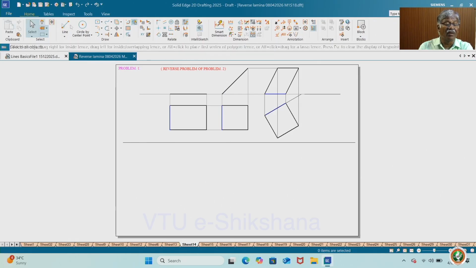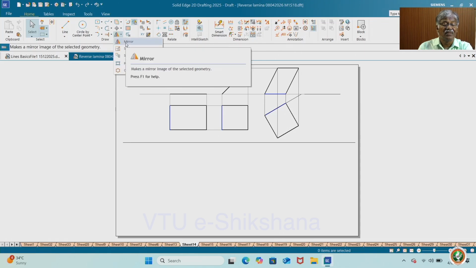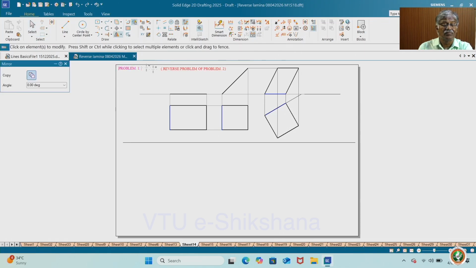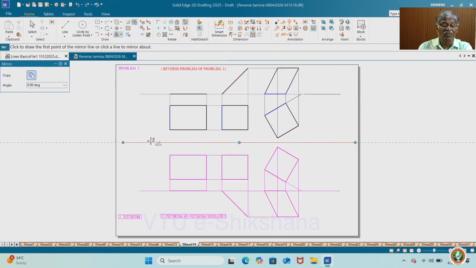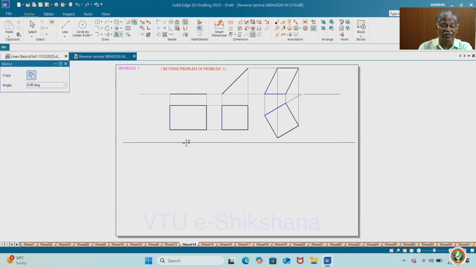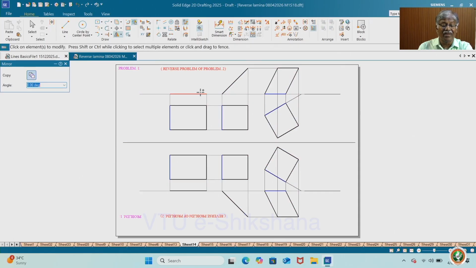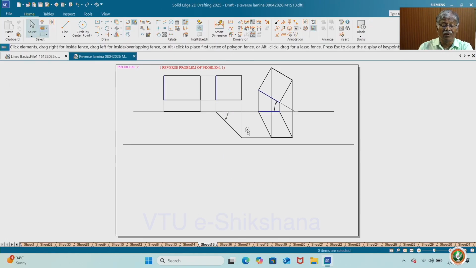One by one, for all problems, I am doing it. Now take this, how to do it: mirror. Okay, then about this line, I have drawn a line. Now, problem number 1 and this is problem number 2, the reverse of problem number 1. Similarly, if you take problem number 2, let us find the reverse of problem number 2, that becomes the answer for problem number 1. Okay, see.